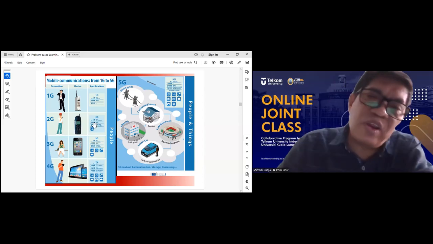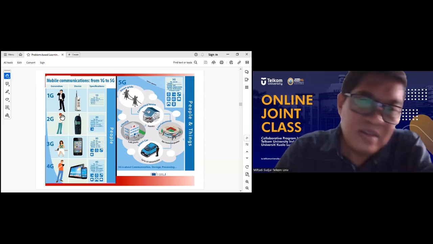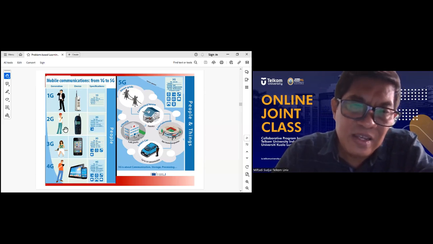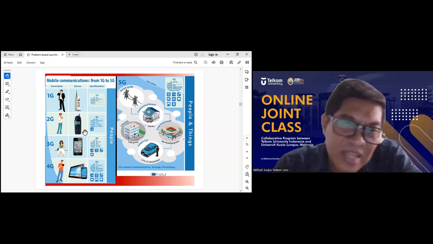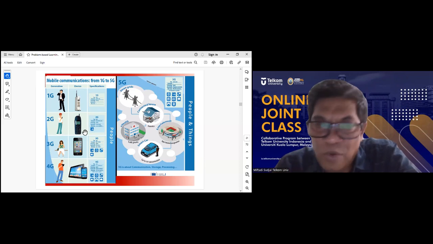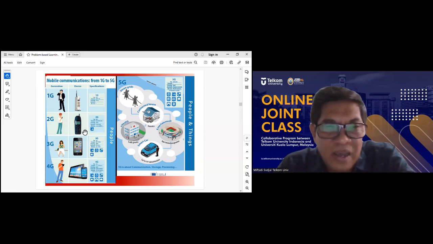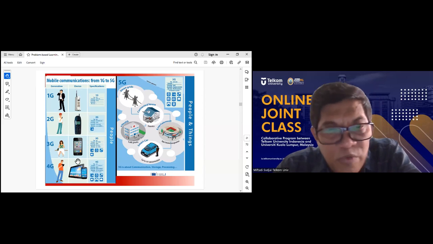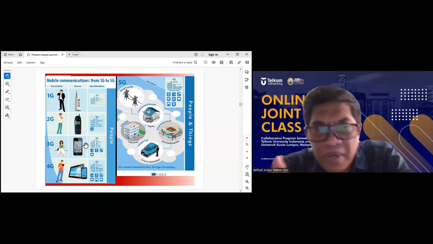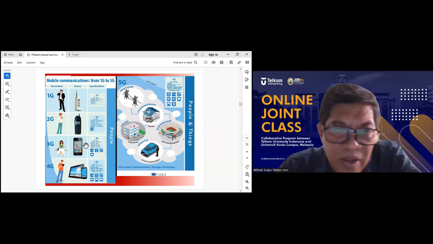So in the second generation, we didn't have a smartphone. That's circa the middle of the 90s. So in the middle of the 90s, we just had a simple handphone that could only be used for voice communication and SMS texting. Very basic tool, very basic services. Then in the third generation, people could access email and the internet at a very limited speed. And a smartphone emerged in a very simple form at that moment, around 2001.